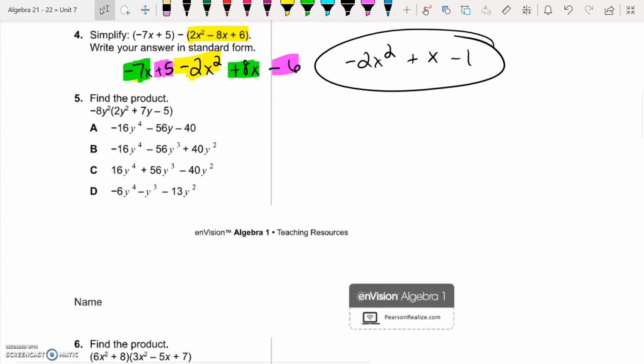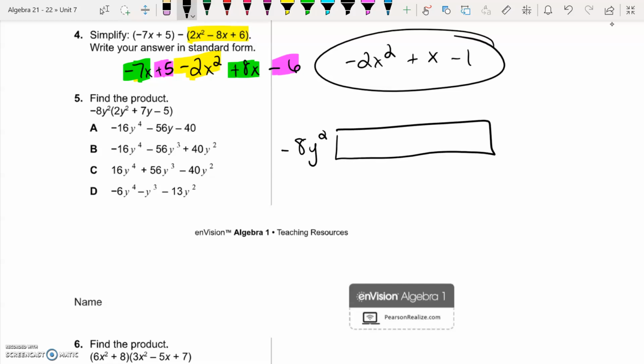Number 5, it says find the product. You can distribute or you can do the box method. I'm going to do the box method on this one just because I like to emphasize that whenever I'm teaching it.